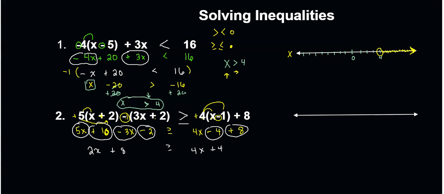Now, let's get our x's on the same side. Again, I like my x's to be on the left side, so I'm going to bring them all to the left side. So positive 4x, to move it over, I'm going to subtract 4x. Whatever I do to one side, I'm going to do to the other. So now I get negative 2x plus 8 is greater than or equal to 4.